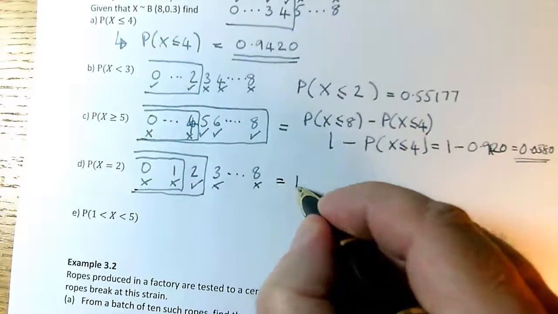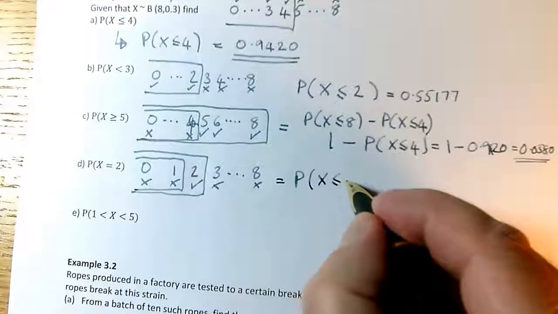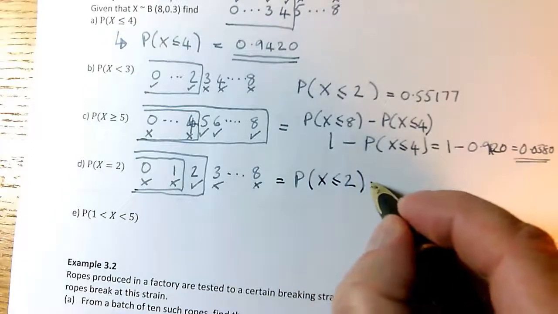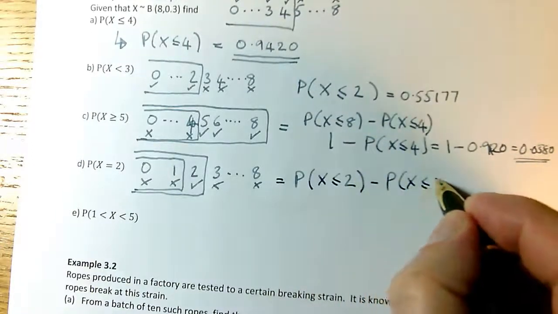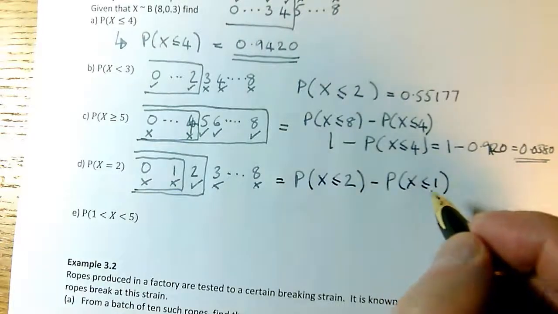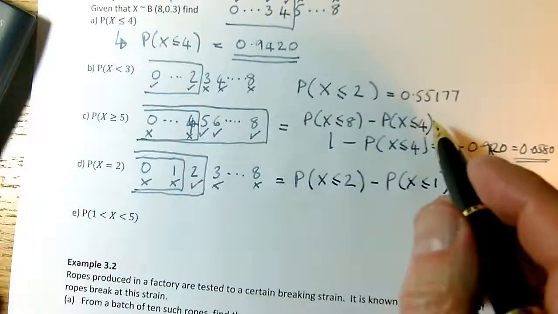So the method that I should write down is the probability of x being less than or equal to 2, minus the probability of x being less than or equal to 1. Okay. Now the probability of x being less than or equal to 2, I've actually already got.